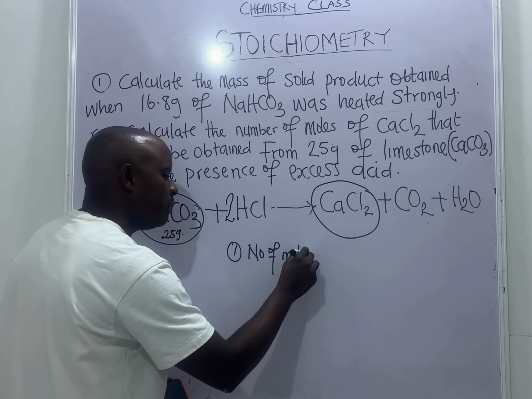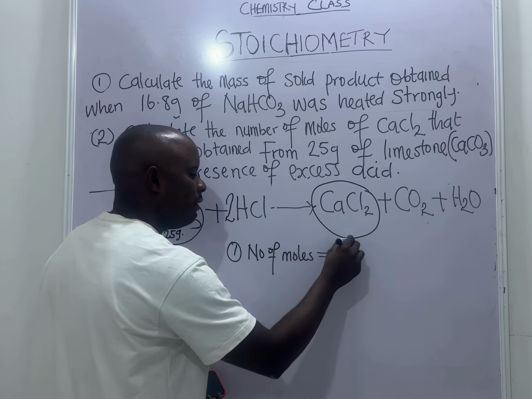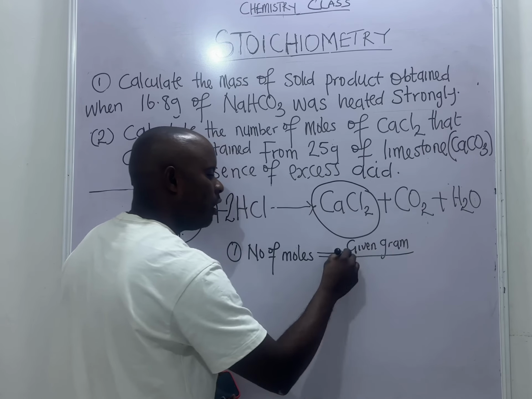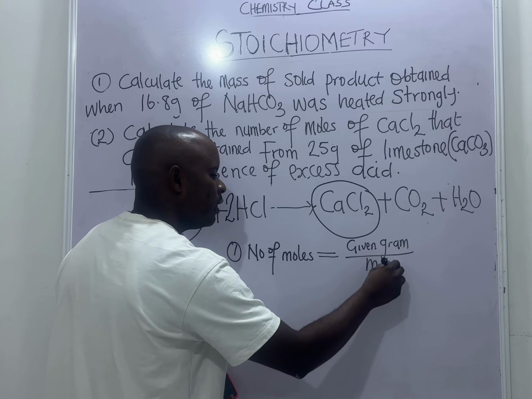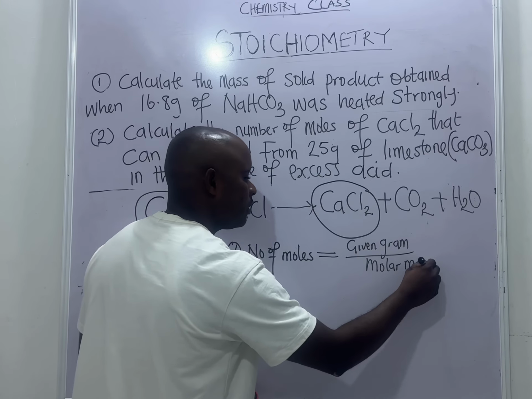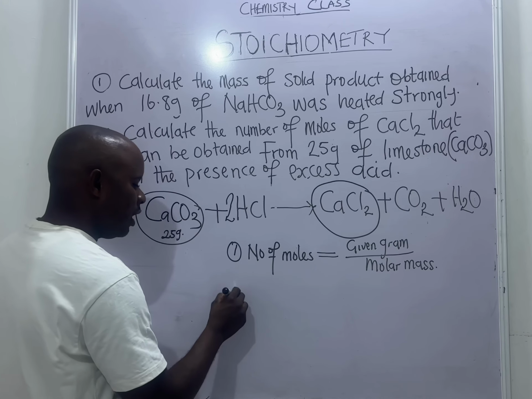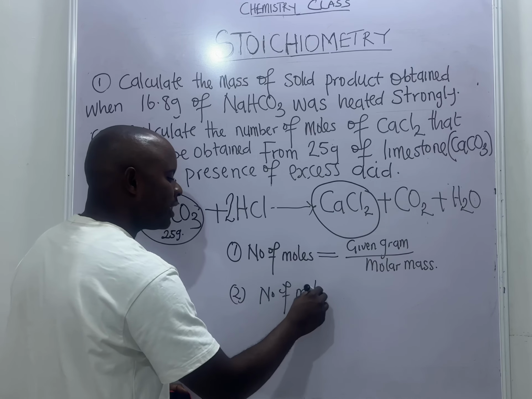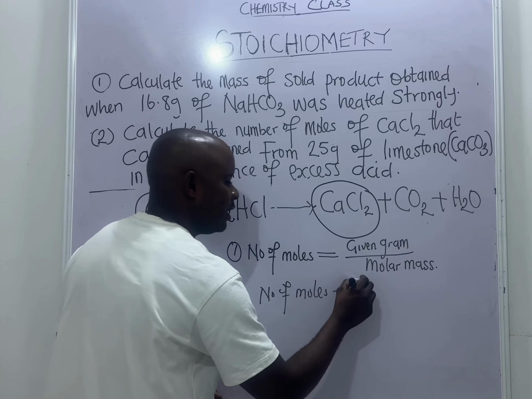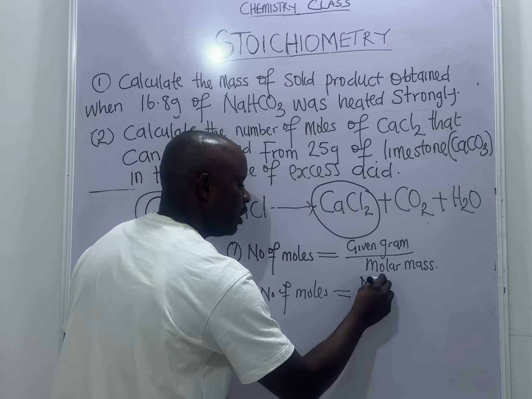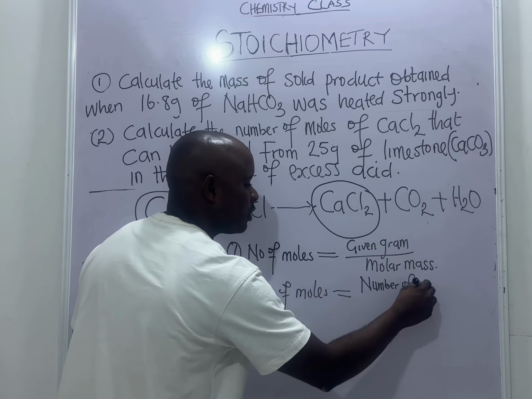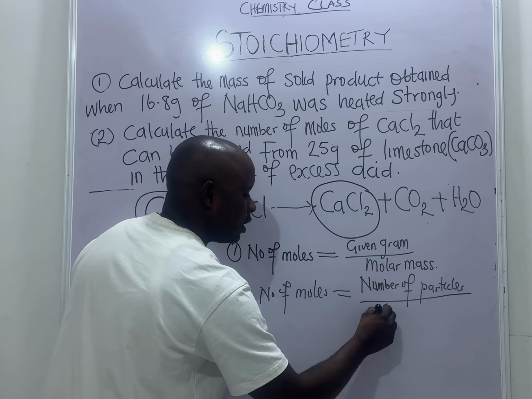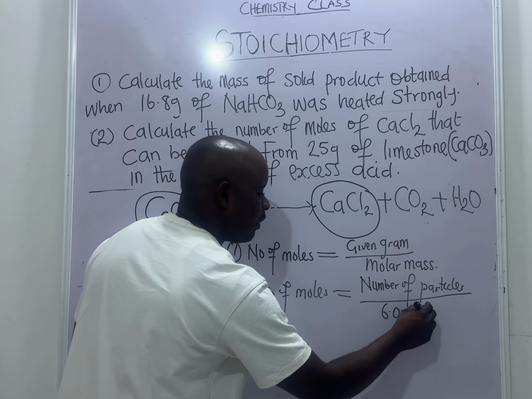When we discuss mole concept, number of moles is equal to given gram all over molar mass of the substance. By so doing, we get the number of moles. If we want to know the number of particles in a given equation, we say number of particles all over Avogadro's constant, 6.02 times 10 raised to the power 23.